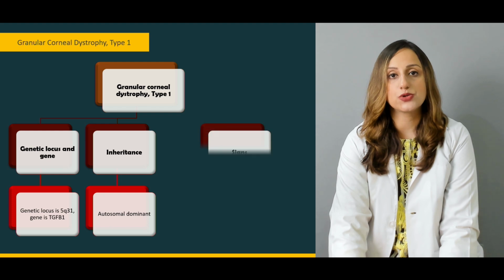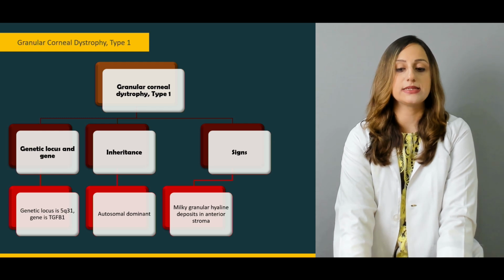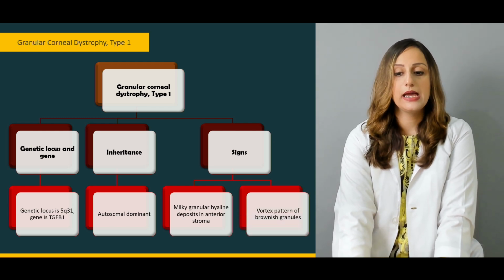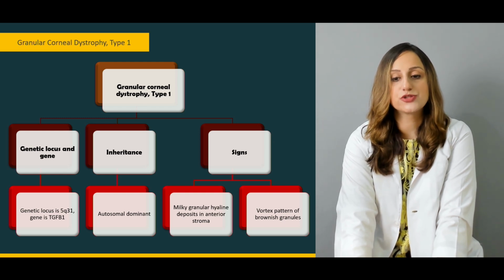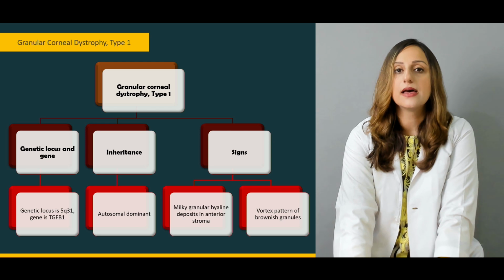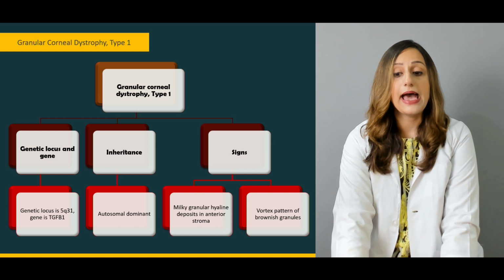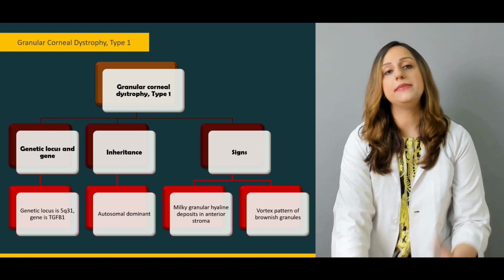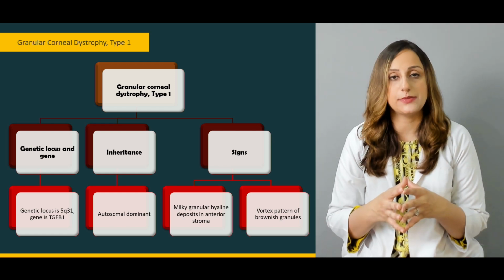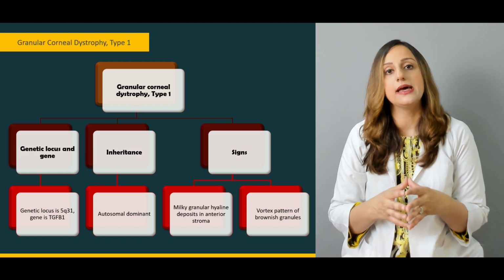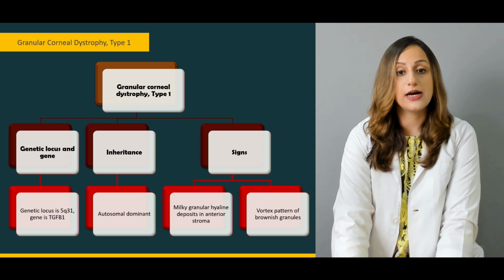The inheritance is autosomal dominant, and the signs involved are the milky granular hyaline deposits in the anterior stroma. Usually, these are coupled up with the vortex pattern of the brownish granules also noted down. So these granulations are brownish in discoloration as well as there would be the milky appearance. Sometimes either of these two pictures can appear in the patient. Either there is a brownish discoloration given to the granules, or it can be a milky white haziness noted down for these patients.